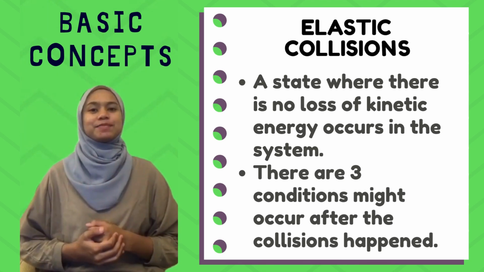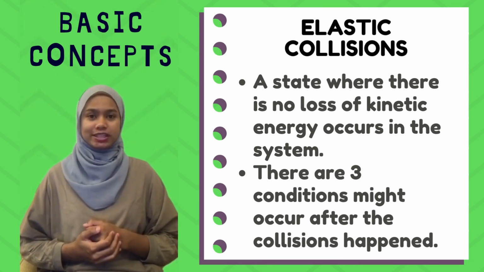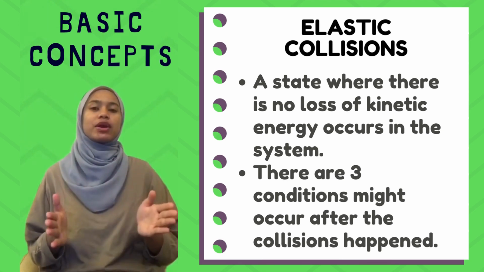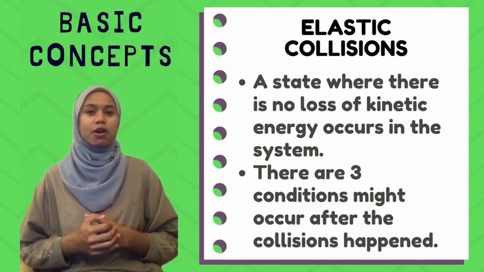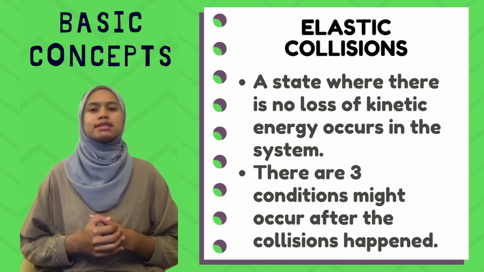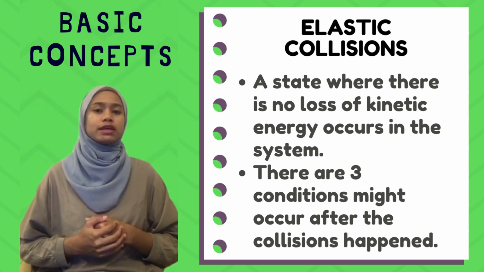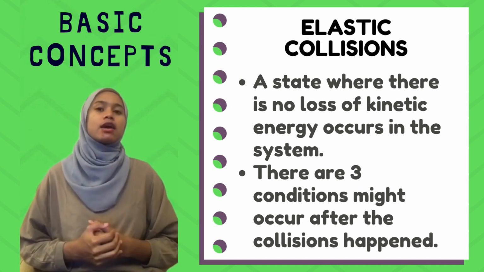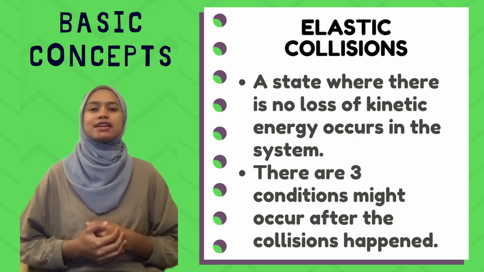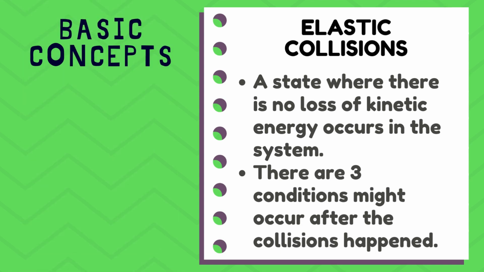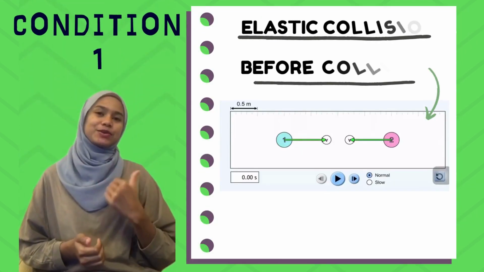Elastic collision. Based on the theory definition, elastic collision is a state where no loss of kinetic energy occurs in the system, which means that the two objects are still moving even after they collide. Well, there are three conditions that might occur after the collisions happened. Let's look at this video.